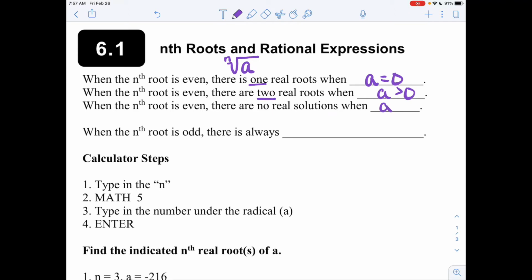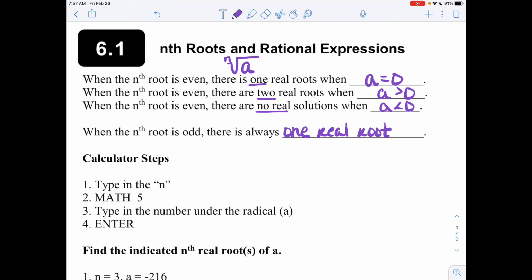And if A is less than 0, we're going to have no real roots or solutions, because at that point we have a negative under the root symbol, under the radical, and so that means that we're going to have imaginary numbers and not real numbers. When the root is odd, we are always going to just have one real root.